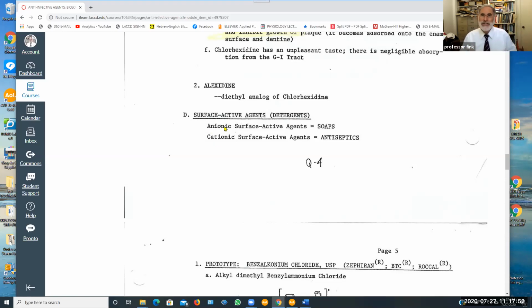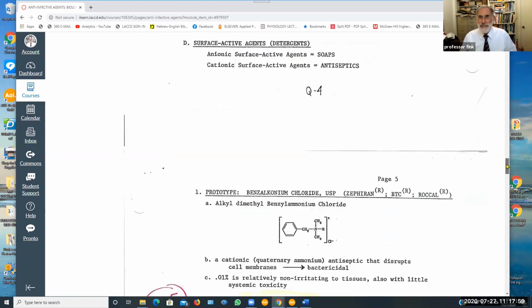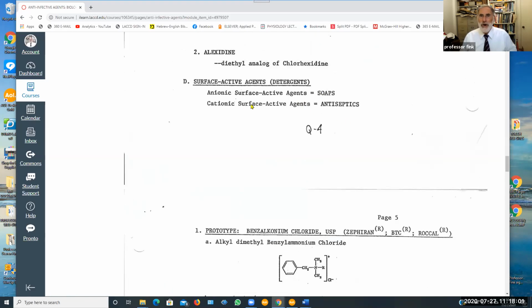Positive charge. Notice anionic does not have a T. It does not have a plus sign. That's a negative charge. So as an example, we're just going to talk about not the soaps, but the positively charged surface active agents or antiseptics.